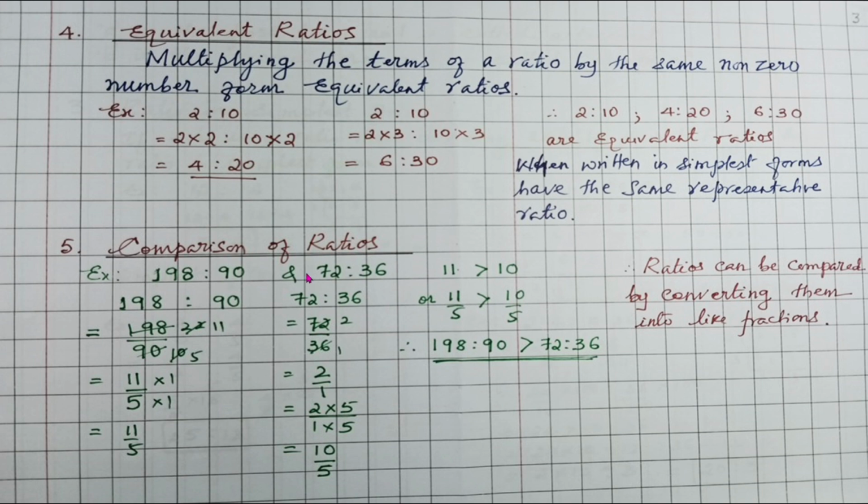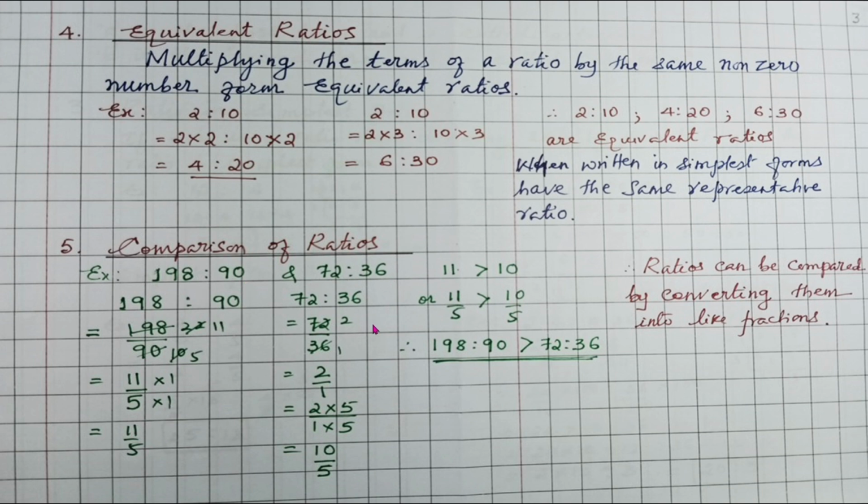Now comparison of ratios. 198 is to 90 and 72 is to 36 have to be compared, and comparison means to find out which is greater and which is smaller. So let us understand this. 198 is to 90, if you convert it into a fraction, it becomes 198 by 90, and simplifying it, we get 11 by 5. So 11 by 5 is the value of 198 is to 90.